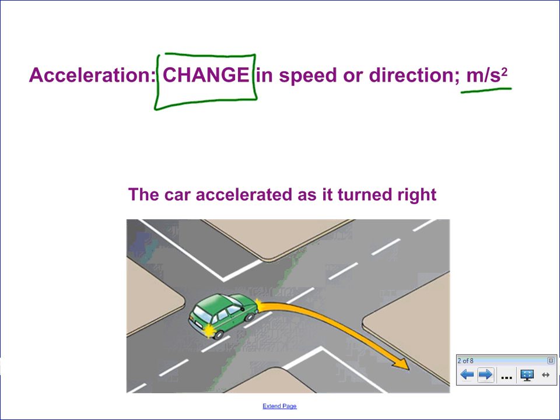The car accelerated as it turned right. Not only did it change directions, which is acceleration, but you also slowed down. Slowing down or speeding up is accelerating.